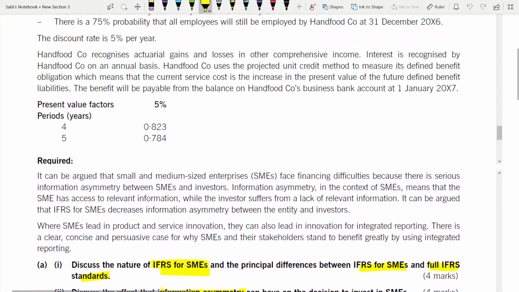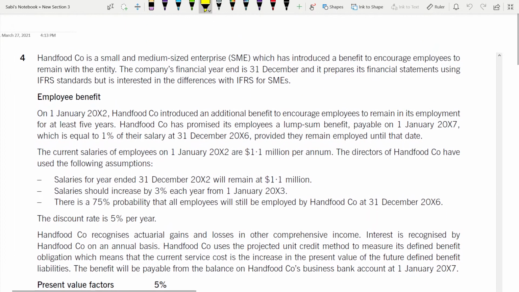But before this, we have to read the case study. Handfoot is a small medium-sized enterprise which has introduced a benefit to encourage employees to remain with the entity. The company's financial year ends 31st December and it prepares its financial statements using IFRS standards, but it is interested in the differences with IFRS for SMEs. Employee benefit. On 1st of January 2002, Handfoot introduced an additional benefit to encourage employees to remain in employment for at least 5 years.